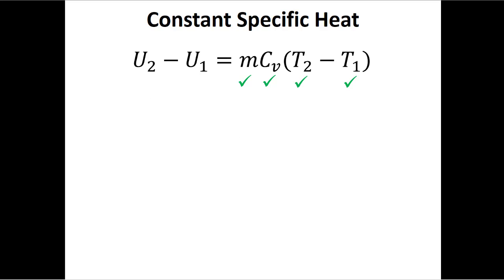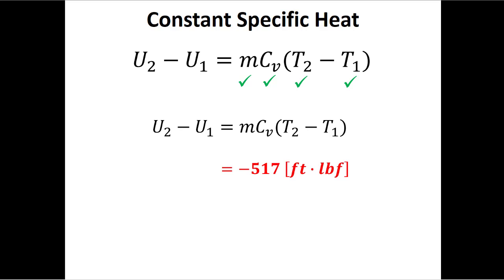So now I know everything that I need to know to calculate delta U. So delta U is equal to m Cv times delta T. I know all of this information, and I see that delta U is minus 517 foot-pounds. So this tells me that the energy is decreasing in my system. And I can see that because T1 was bigger than T2, so my temperature is dropping.